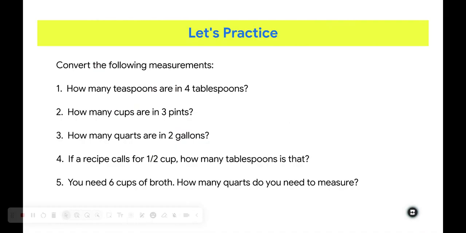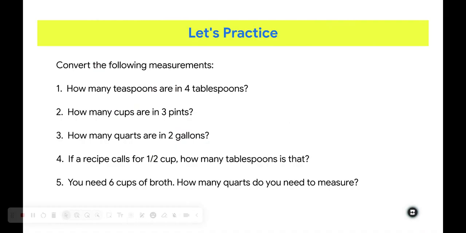Let's practice. So how many teaspoons are in 4 tablespoons? Let's just think about that for a second. 4 tablespoons, how many teaspoons? So remember, 3 teaspoons go into 1 tablespoon. So 4 tablespoons would equal 12 teaspoons.